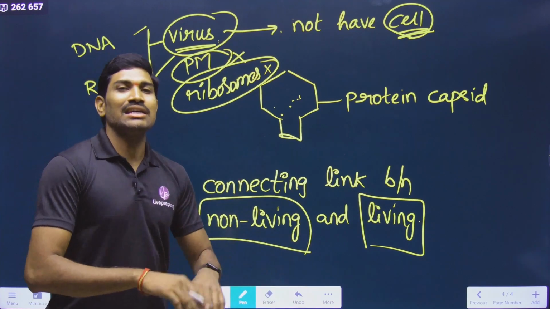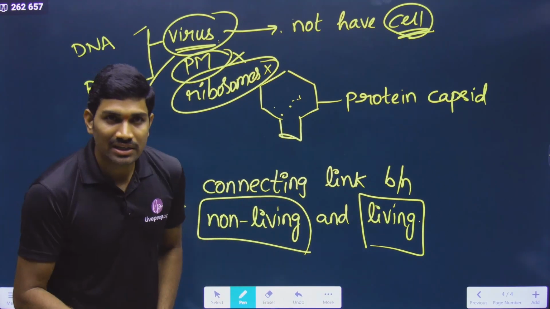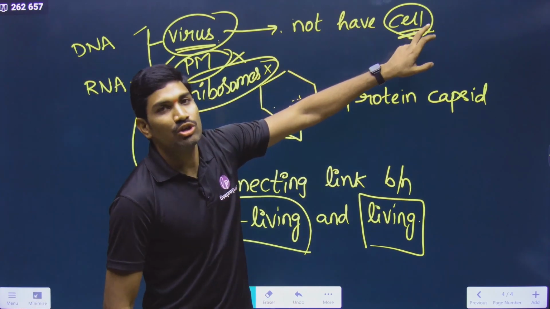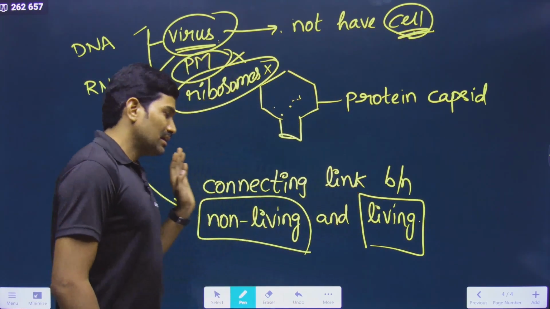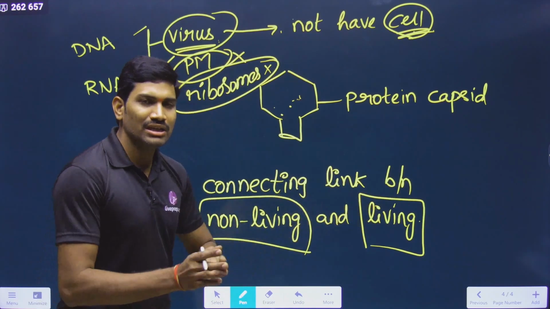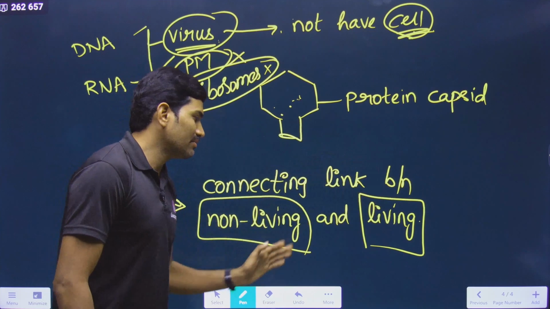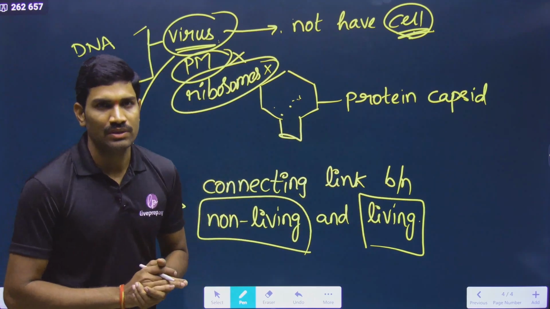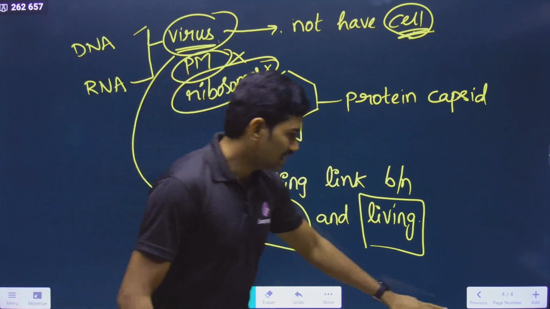The same thing, it is having two different properties in two different conditions. But the point is, it is not having the basic unit called a cell, so it is not called a complete living thing, but it is considered a connecting link. So it is present in between these two. That's why it is called a connecting link between non-living and living organisms. This is the point that they are saying. Clear? So please understand this point.